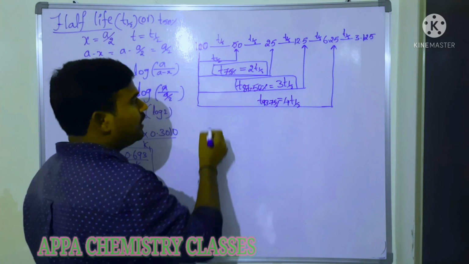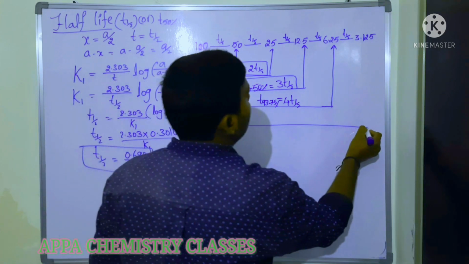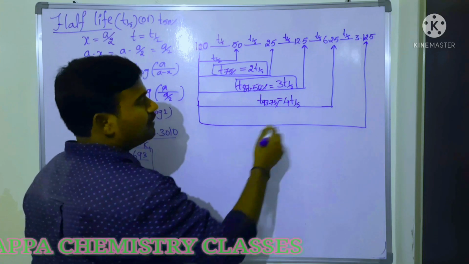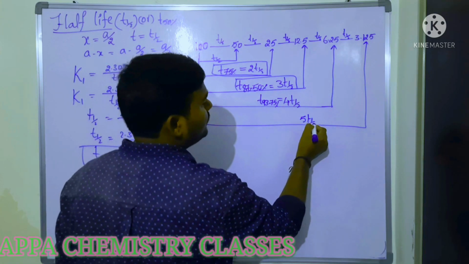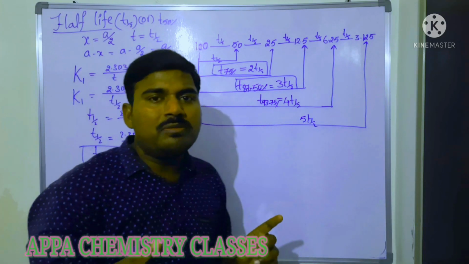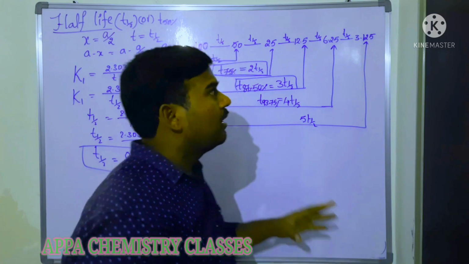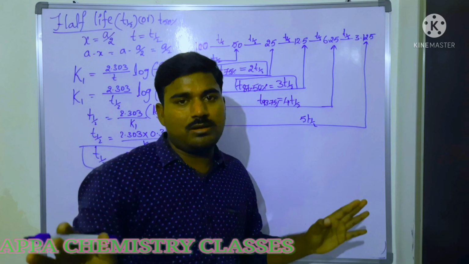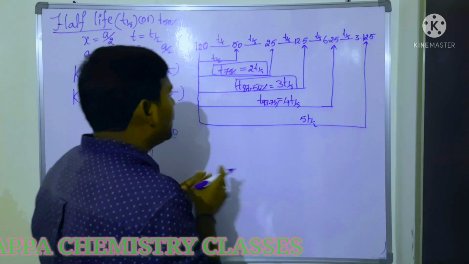Time will be 4 T halves. So similarly again, up to here, that is 100 minus that value, it is equal to 5 T halves. Is that clear? So half-life problems are very easy. If you do it like this, half-life will remain constant. Is that clear?